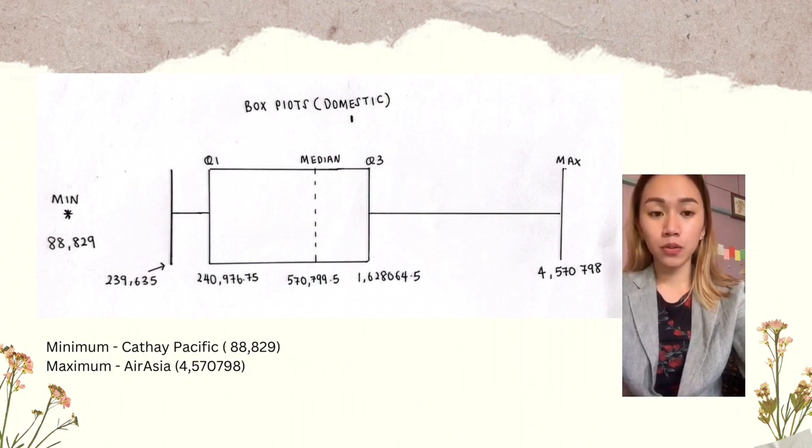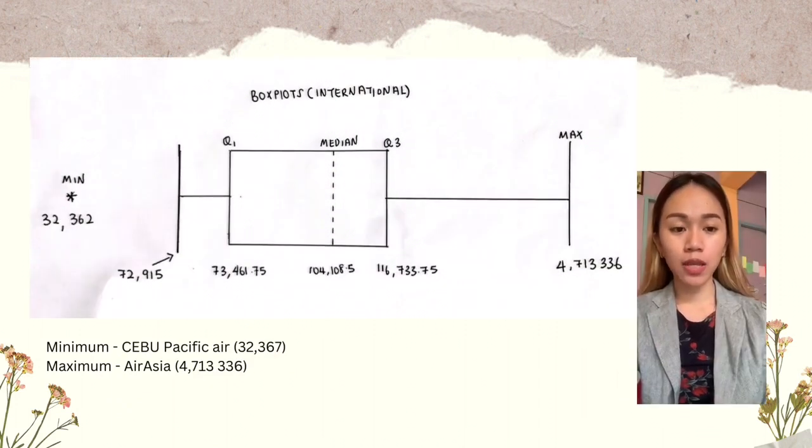The box plots shown are box plots for domestic. We get the minimum and maximum from the dataset that we have arranged in ascending order. The minimum for the domestic dataset is Cathay Pacific, which is 88,829, while the maximum is AirAsia, which is 4,570,798. Q1 we get from the 25th percentile we calculated earlier, which is 240,976.75. The median is from the 50th percentile, which is 570,799. And Q3 is from the 75th percentile, which is 1,628,064.5.